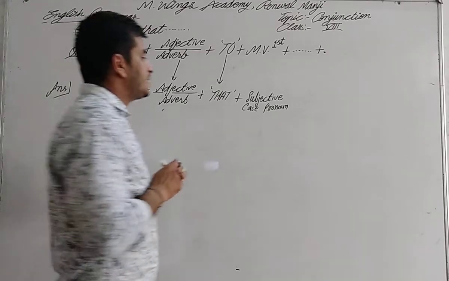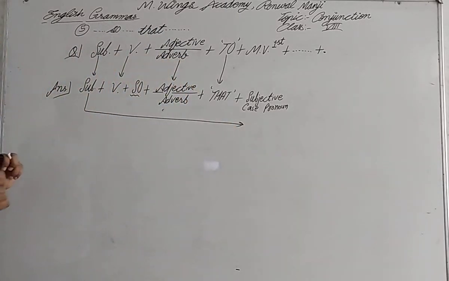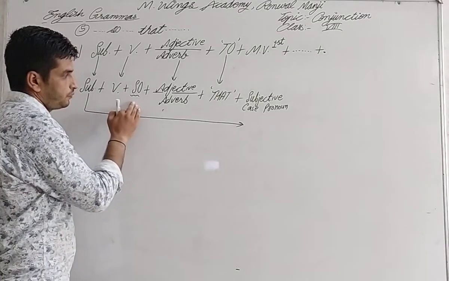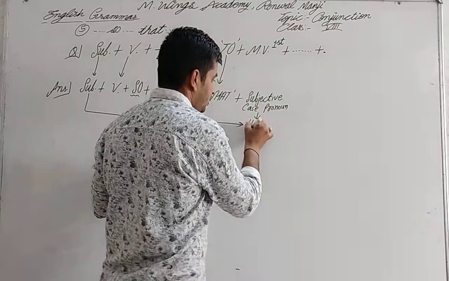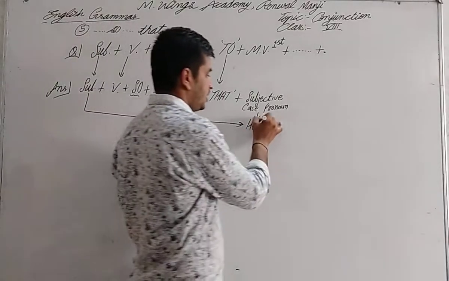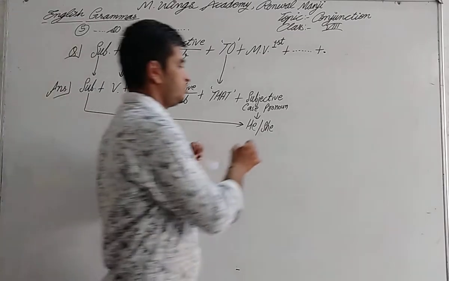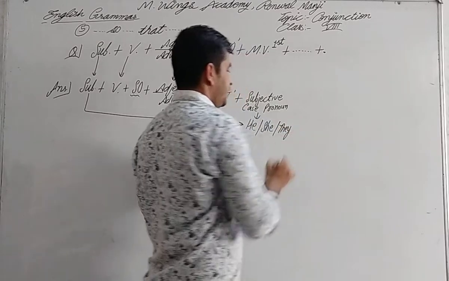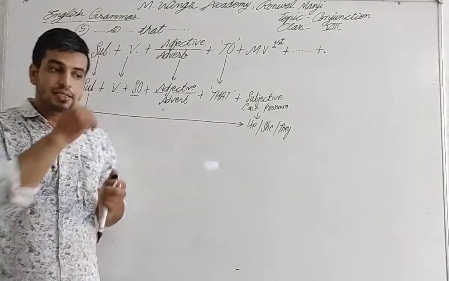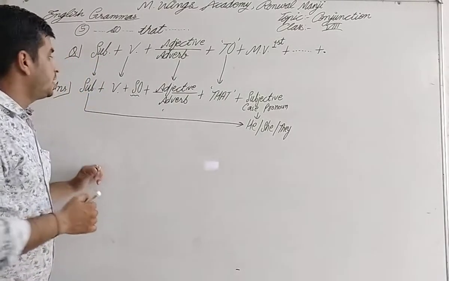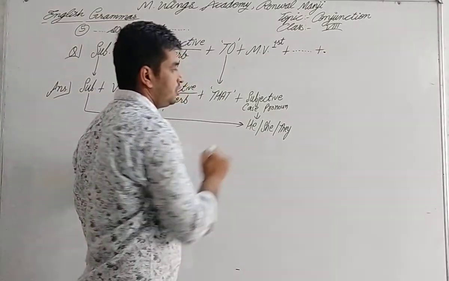So, from where can we get a subjective case pronoun? See the subject of that part in which we have used "so". If it is masculine gender, then use "he". If it is feminine gender, then use "she". If it is a plural noun, then use "they". If we already have a pronoun such as I, we, you in the beginning of the question, then use the same pronoun here after the "that".